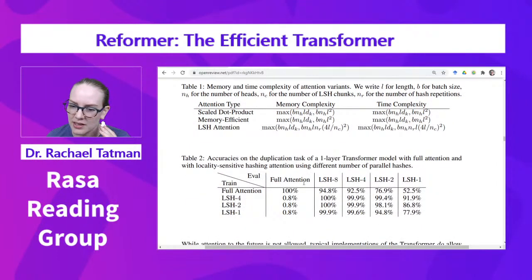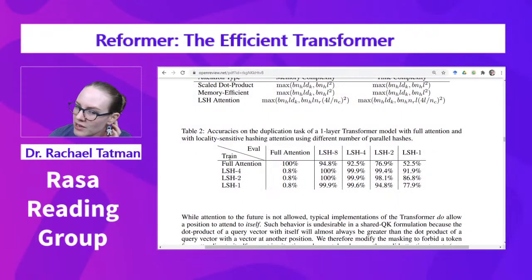All right, so here is their model. So here is the training. Was it trained with full attention, LSH 4, 2, or 1? Full attention, it does perfectly. And for evaluation, oh, that's interesting.